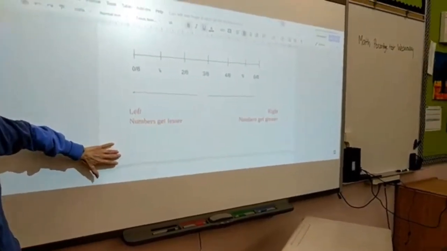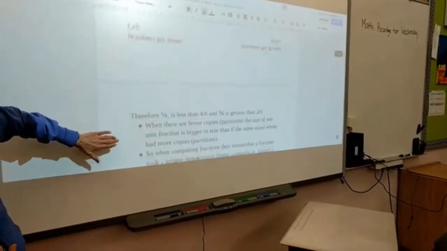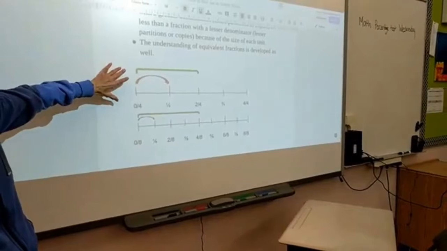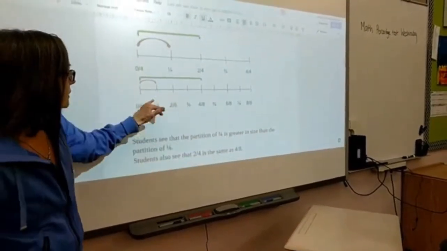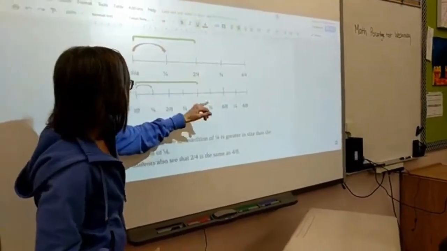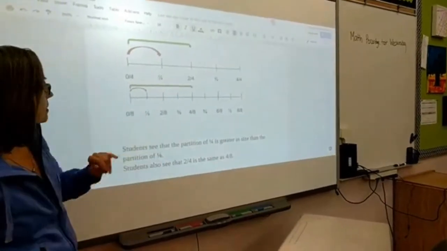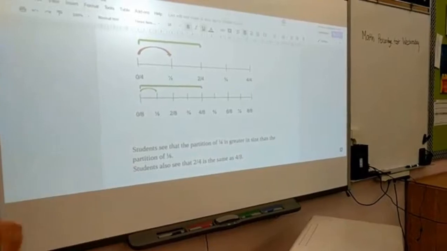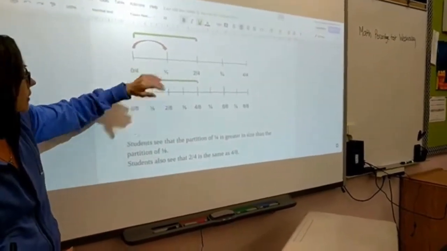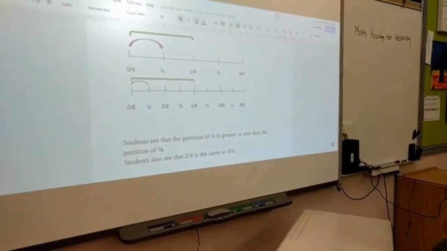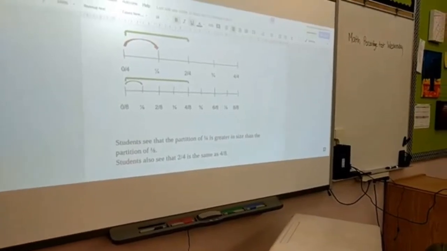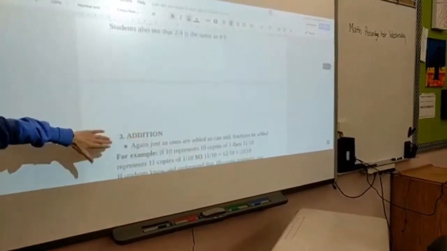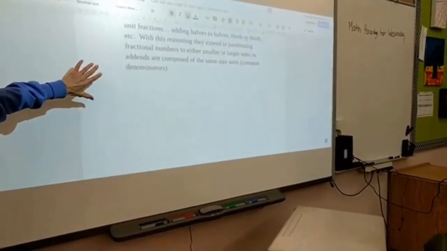Then I give a ton of examples, and it can build on equivalence. 2/4 is the same as 4/8, 1/4 is the same as 2/8, right? So they get that understanding. But of course, 1/8 is smaller in size, and they see that it's half. So they start learning about that as well, not just being told.